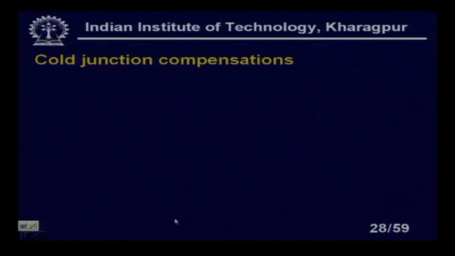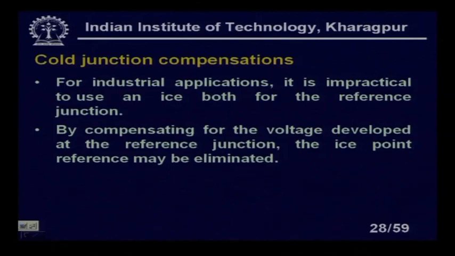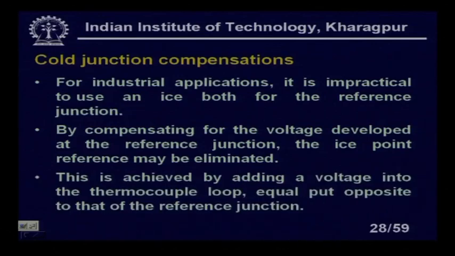Cold junction compensation. For industrial applications, it is impractical to use an ice bath for the reference junction. It is not possible, so it will remain open. By compensating for the voltage developed at the reference junction, the ice point reference may be eliminated. This is achieved by adding a voltage into the thermocouple loop equal but opposite to that of the reference junction.